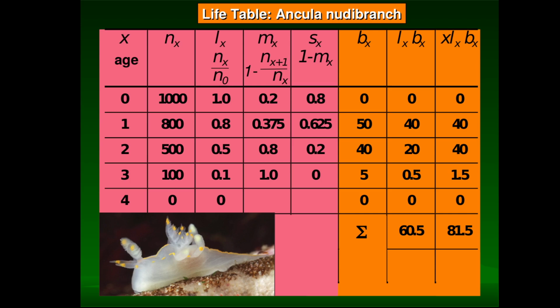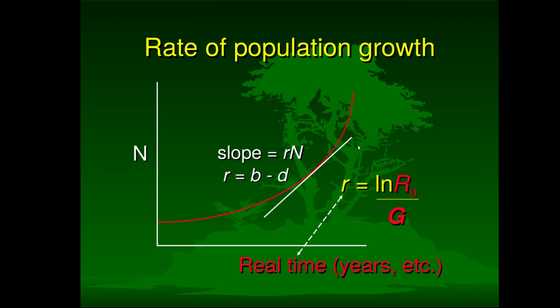So this makes sense from the life table. Most births are between ages 1 and 2, so 1.3 seems to be about right. So what is our instantaneous rate of increase? What's the slope of this curve in real-time units, which in this case would be months?